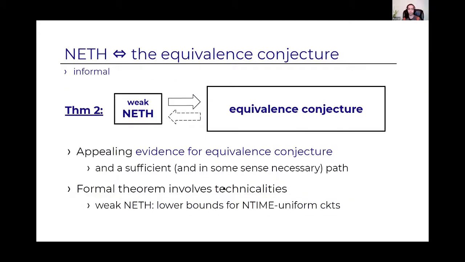And the second main result, which I'm not going to state formally, says that a weak version of NETH implies the equivalence conjecture, and we show a partial reverse implication. So this gives appealing evidence that the equivalence conjecture is true. And also it gives a sufficient and in some sense necessary path to prove it. Since the formal theorem involves technicalities, I'm not going to present it in depth, but let me just mention briefly that this weak version of NETH involves lower bounds not for NP, but for n-time uniform circuits, which are like a seemingly weak subclass of n-time.